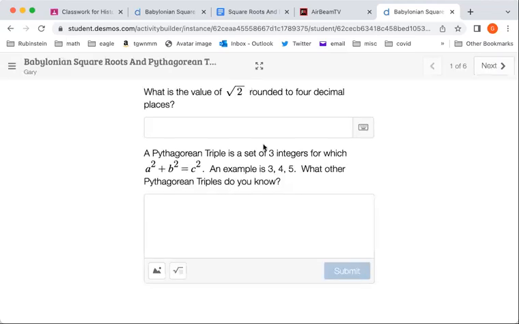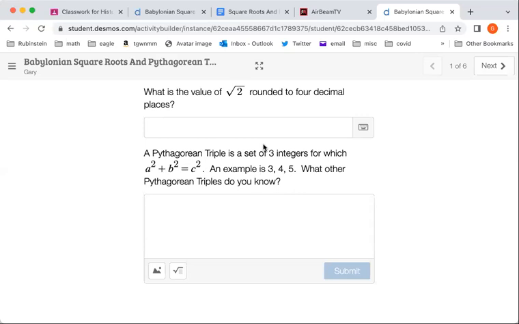Okay, so as a warm-up for today's lesson, there are two questions it's asking you. The first one is about square root, and one is about Pythagorean triples. Let's get the activity out. Okay, so the first question is, what is the square root of 2 rounded to 4 decimal places? And the second question is, how many Pythagorean triples do you have at the tip of your tongue?